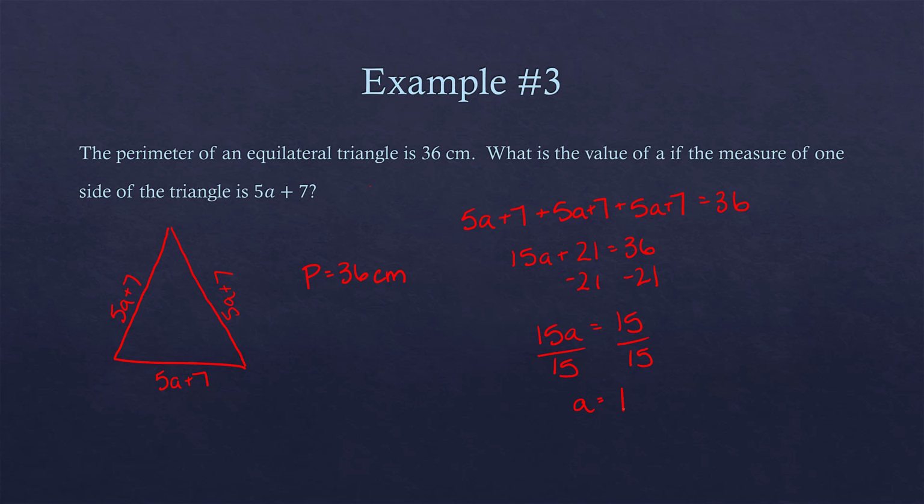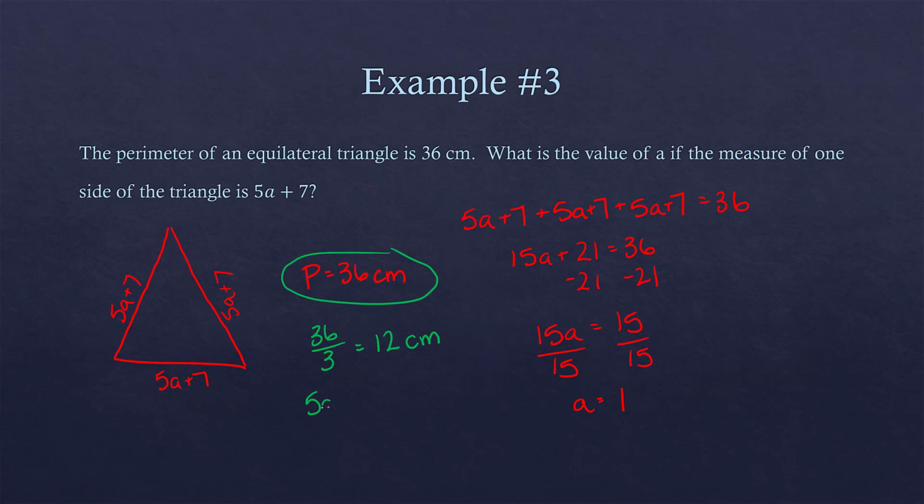So here a would equal 1. Now there is another way you could do this problem. If I know my perimeter is 36, I know that triangles have 3 sides, and since all 3 sides have to be the same, I could say 36 divided by 3 equals 12 centimeters. And that would be the length of each individual side.